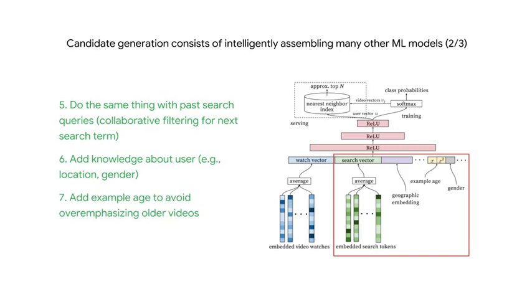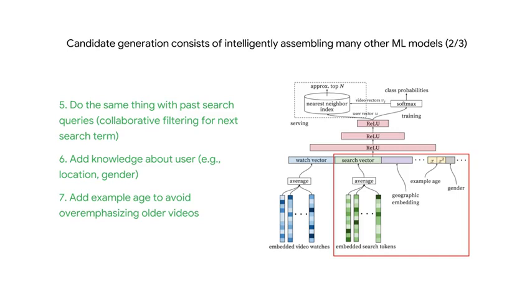We also should add example age, because we don't want to overemphasize older videos. Why do we care about this? Well, older videos have more likes and more user interactions in general. You want the model to learn to account for the fact that older videos are more likely to have been watched or searched for. Hence, the need to add example age as an input. Remember, this is example age, not user age.